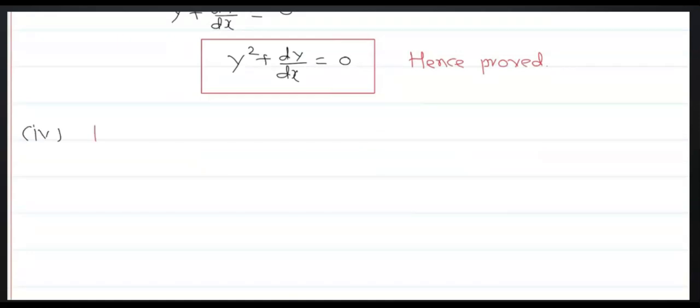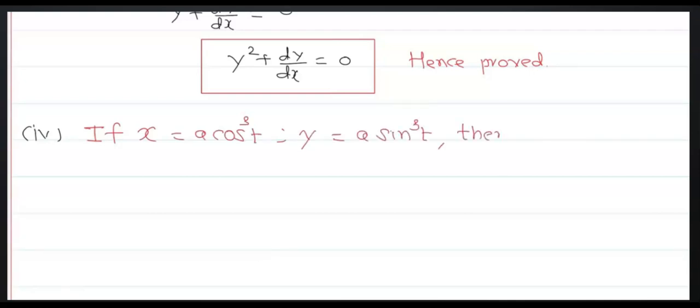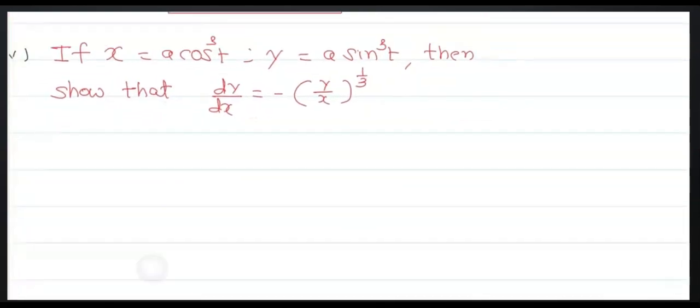Next is the fourth one. If x is equal to a cos cube t, y is equal to a sin cube t, then show that dy by dx is equal to minus (y upon x) raised to 1 upon 3.